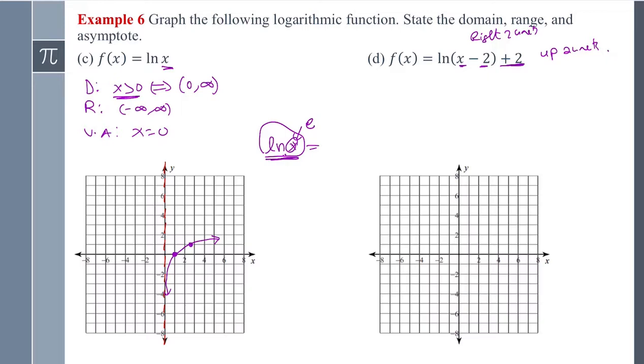Now, before graphing it, let's go ahead and find the domain, range, and the asymptote. So domain is whenever this inside quantity is positive. So for the domain, we have to do x minus 2 greater than 0. That gives us x is greater than 2, or in interval notation that is 2 to infinity. Before that, let's write range, all real numbers, we don't have to worry. Now the vertical asymptote here is x equals 2. So that means the vertical asymptote is right here.